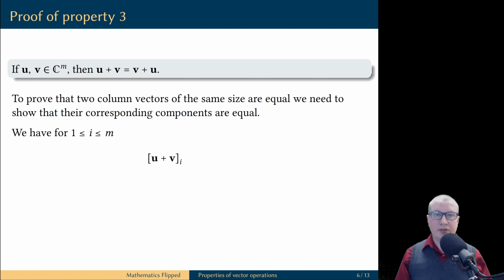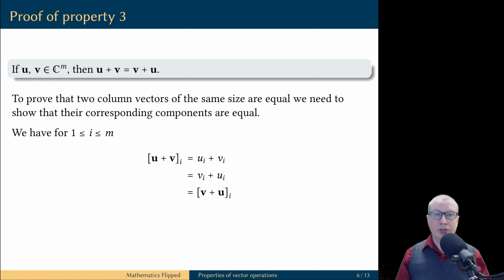So let's start with component i of vector u plus v. By the definition of the operation of vector addition, this component is equal to component i of vector u plus component i of vector v. But what we have now is a familiar operation. This is the addition of two complex numbers, and we already know that addition of numbers is a commutative operation. Therefore, when we add two numbers, ui plus vi, this is the same as vi plus ui.